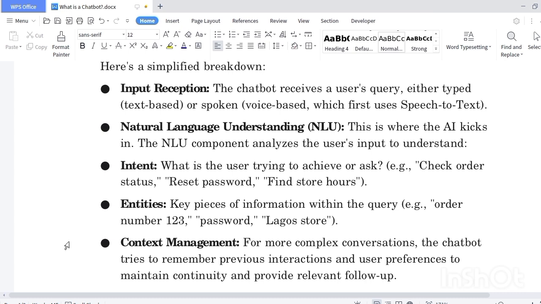And intent is about understanding what you are asking for. Are you asking about an order, to reset a password, or to find a store? So it tries to understand your intent, then picks up information like the order number or password, whatever can help you. Like if you say you are looking for which stores you have in Nigeria, it can say, okay, we have a store in Lagos, a store in Abuja, and a store in Makurdi.